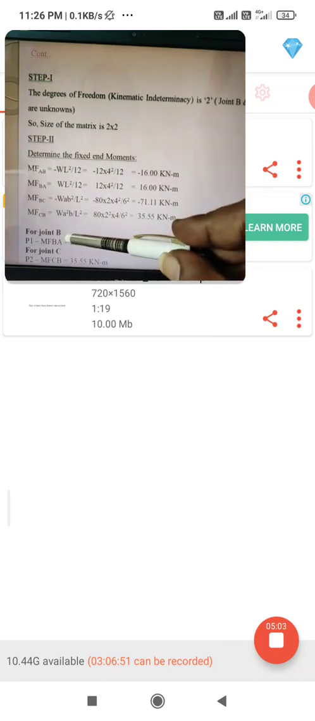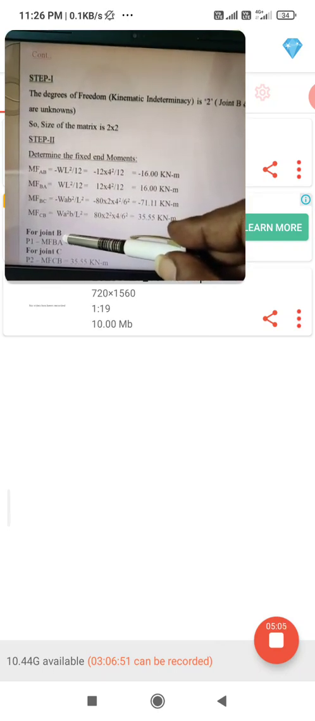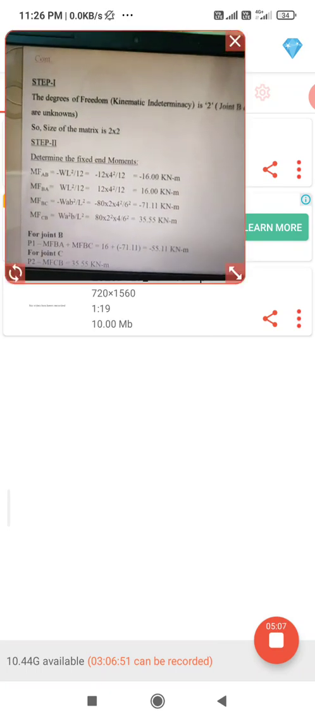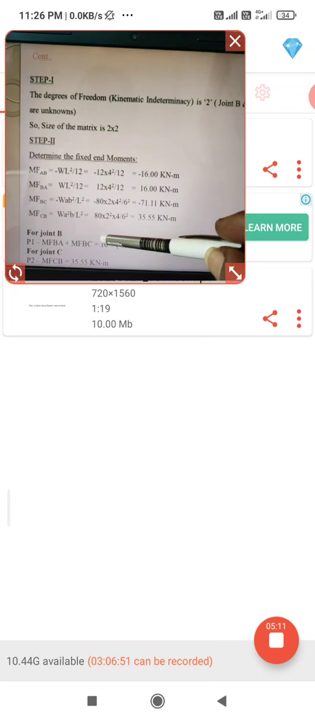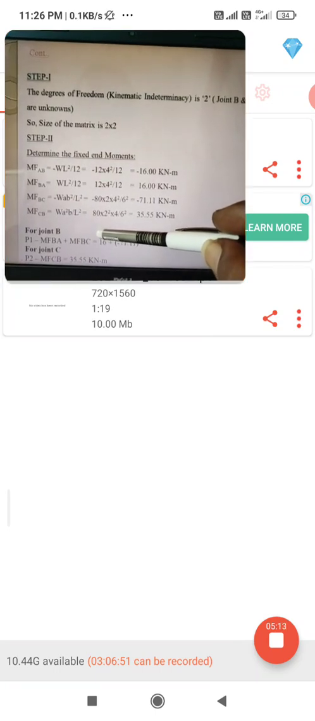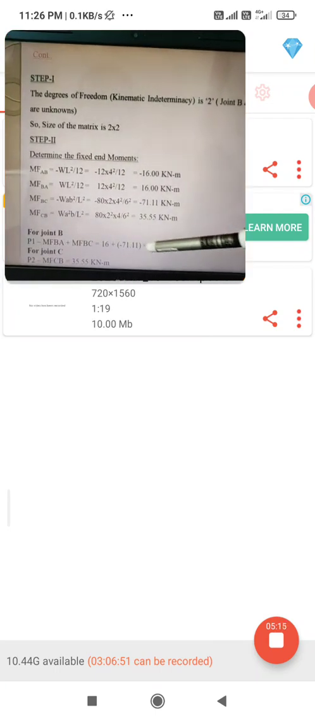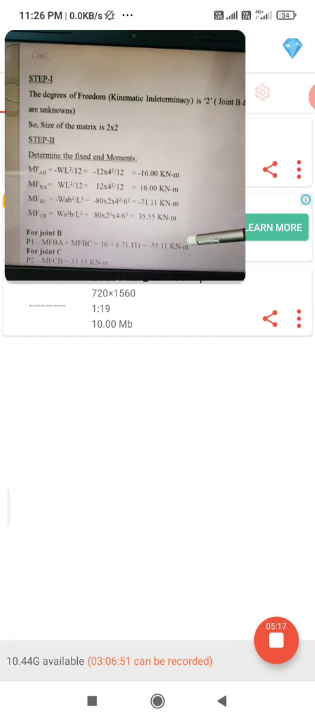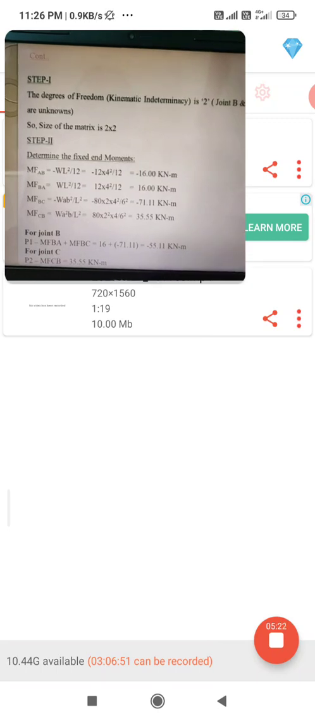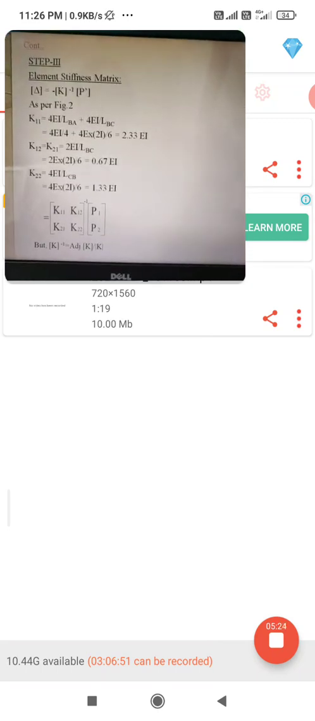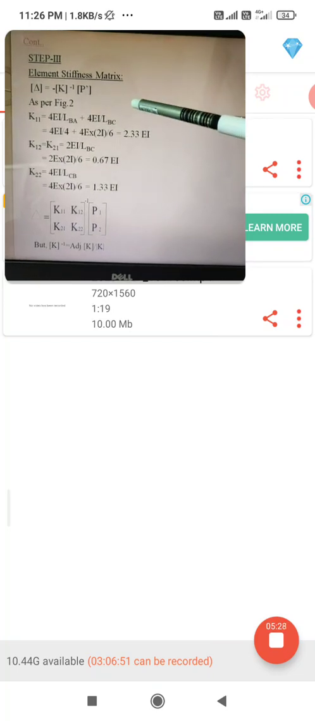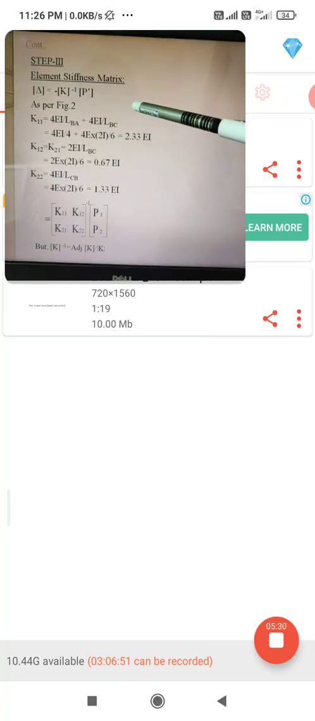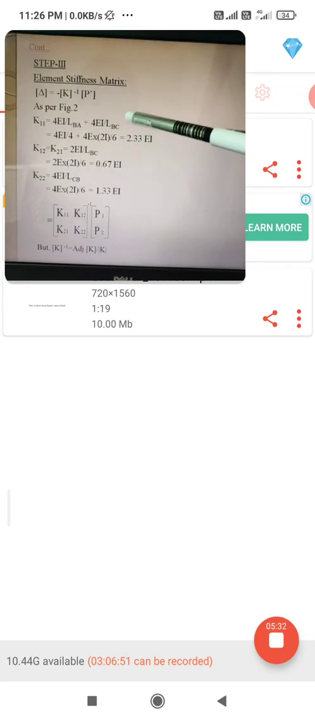For the member forces P at joint B and joint C: for joint B we have two members, BA and BC, so MFBA plus MFBC, and the value is minus 55.11. For joint C, MFCB is 35.55. In the third step, continuing with the element stiffness matrix, delta is equal to minus K inverse P dash, as per figure 2.